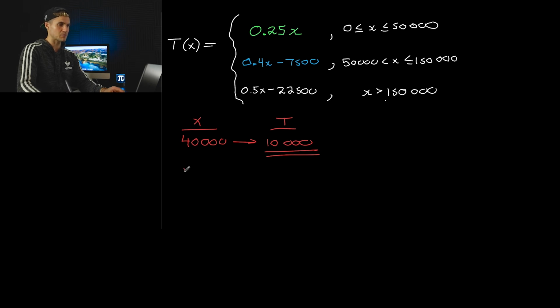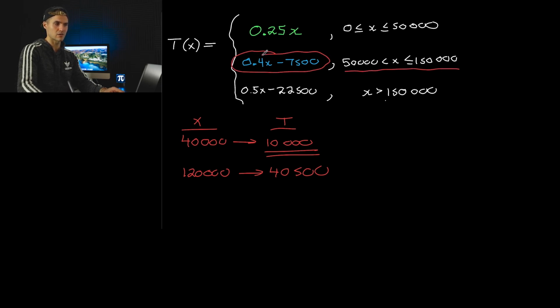Okay, what about the next one that we did? The next one we did was the 120,000. And if you remember the 120,000, it gave us a tax amount of 40,500. So let's see what happens when we plug in 120,000 into our piecewise function. Well, 120,000 is going to be in this domain. So we're going to plug in the 120,000 right here in this second piece. So 0.4 times 120,000, we're plugging it in for x, is going to give us 48,000 minus 7,500 does indeed give us that 40,500 that we got when we did it manually.